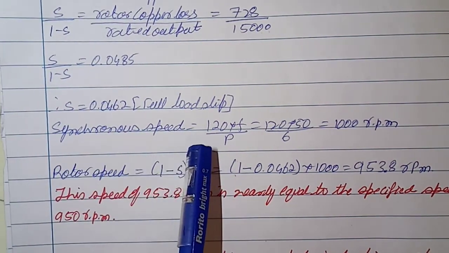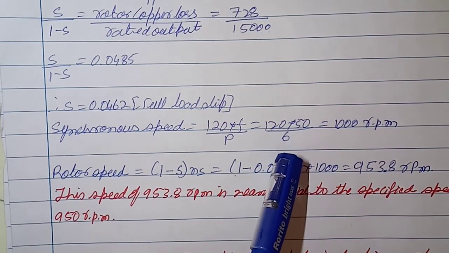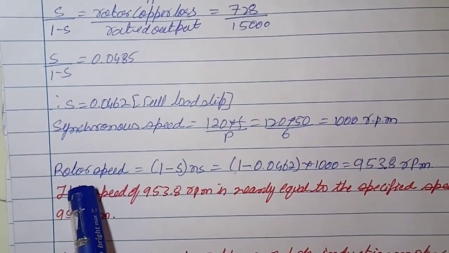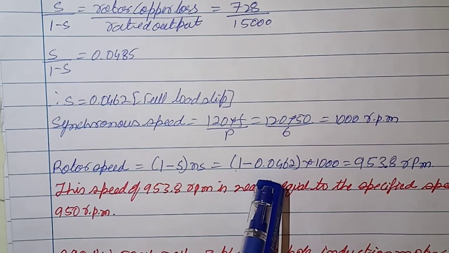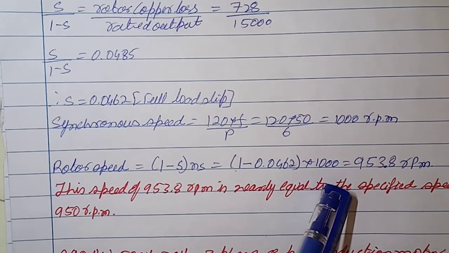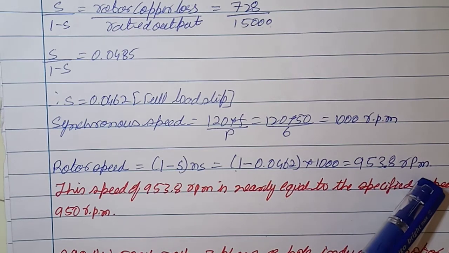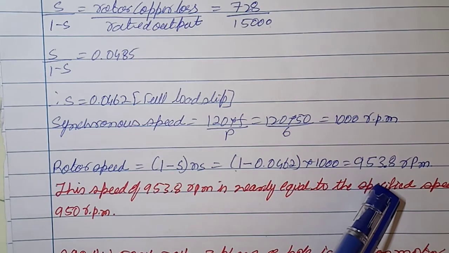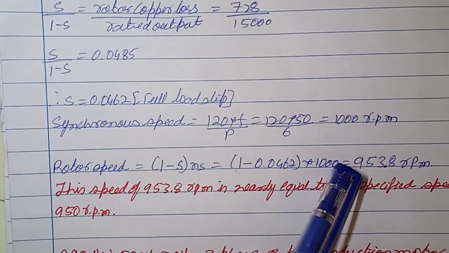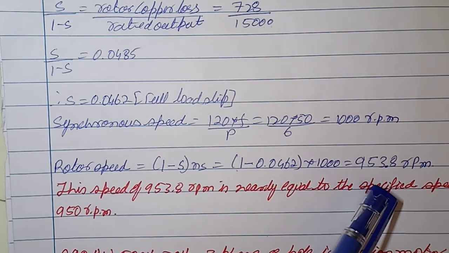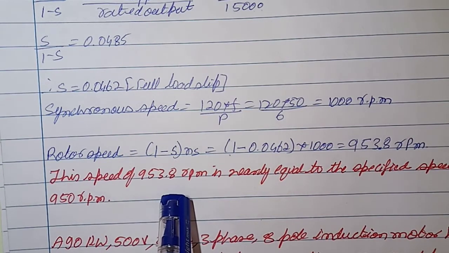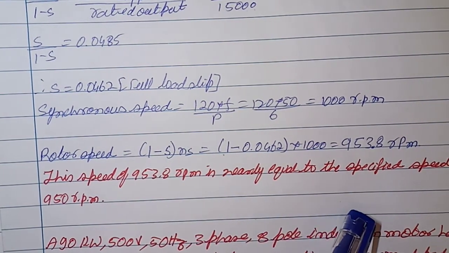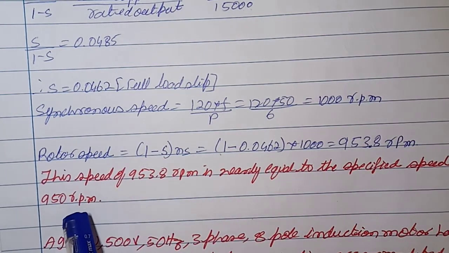So synchronous speed is 120 f by P, so 120 into 50 by 6, 1000 RPM. The rotor speed is 1 minus S into Ns, so 1 minus 0.0462 into 1000, which is 953.8 RPM, that is the rotor speed. Okay, the synchronous speed being 1000 RPM and the rotor speed is 953.8 RPM. Therefore this speed of 953.8 RPM is nearly equal to the specified speed of 950 RPM.